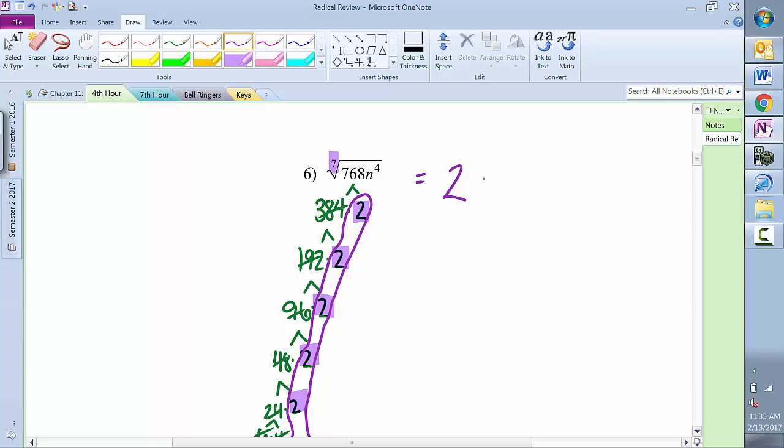Then that 3 times 2 was in the inside of that 7th root radical. So what's 3 times 2? 6. And that n to the 4 is going to stay inside. So 6 n to the 4th power. Right? We have an odd index, so we do not need absolute values.